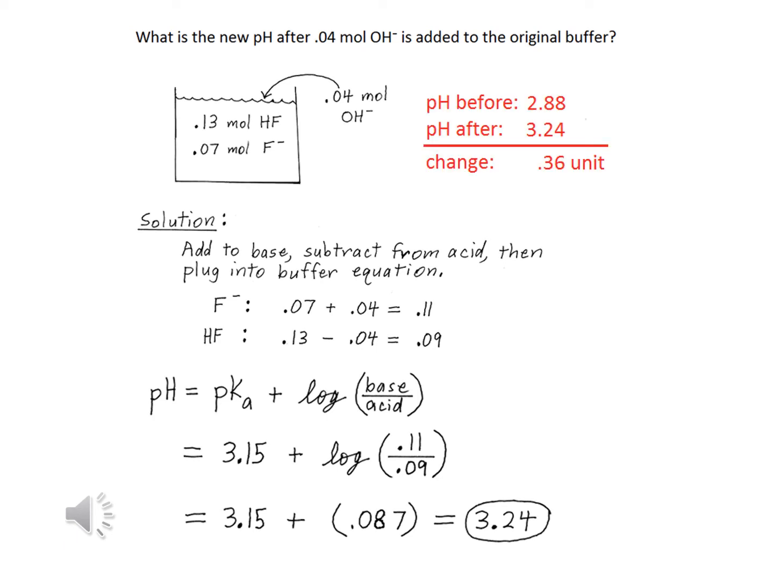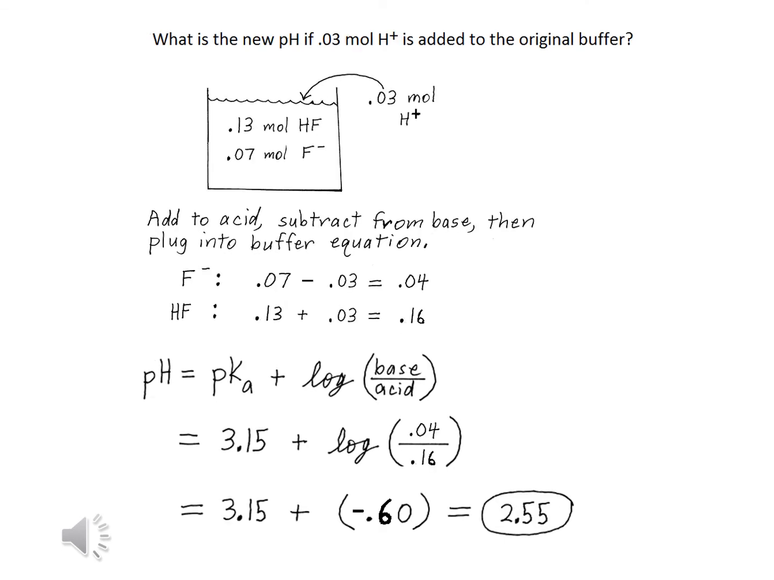If you take the absolute value of the pH change here, you're changing by about 1/3 of a unit. If you can keep the pH from changing by more than half a unit, you're doing pretty good with a buffer. In the last part of the problem, you're adding acid.